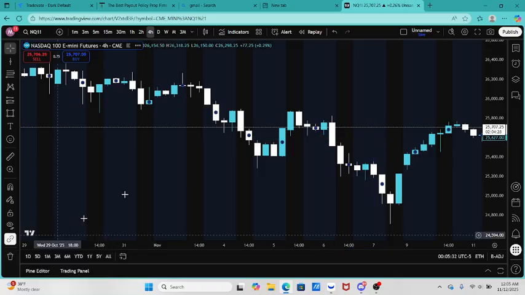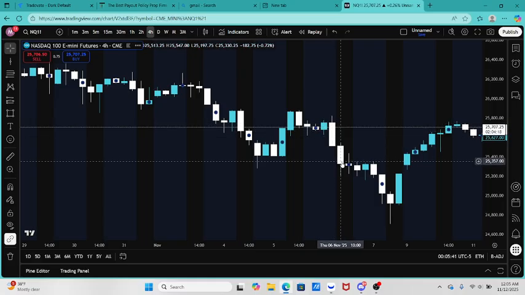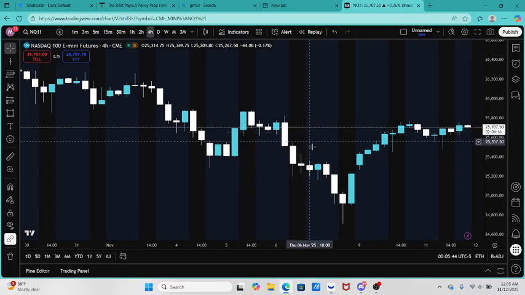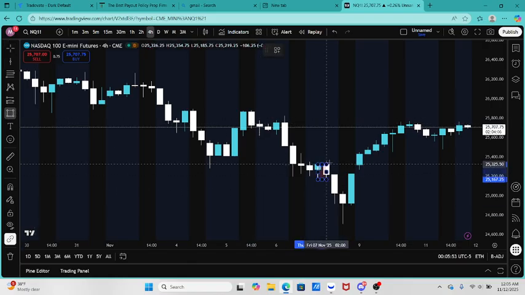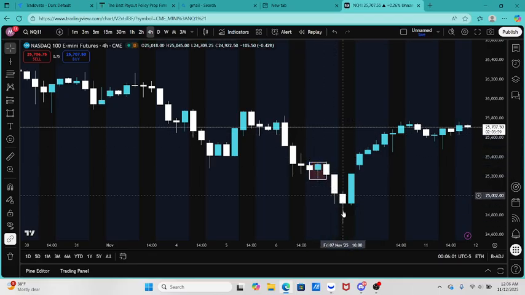But that's your fair value gap, and then your order block is always going to be the last candle before a move in the opposite direction. My candles are blue for up close candles and white for down close candles. So it's going to be the last blue candle before a move down. So this right here would be a bearish order block, this blue candle right here. And this would be a bullish order block because it's the last down close candle before a move up.